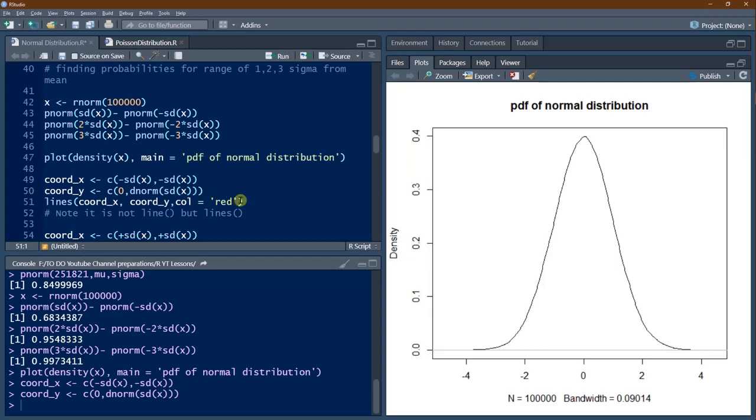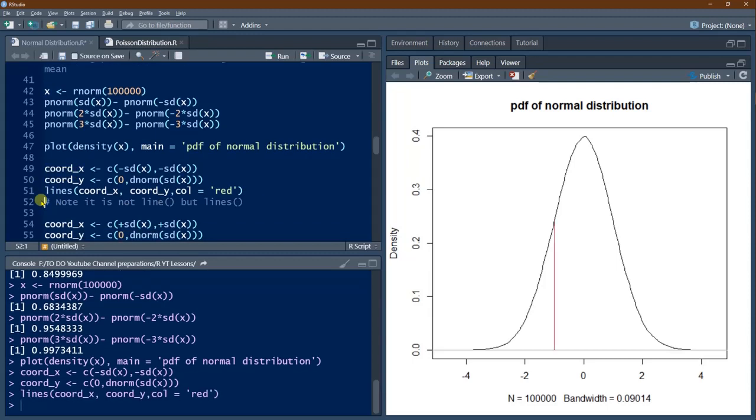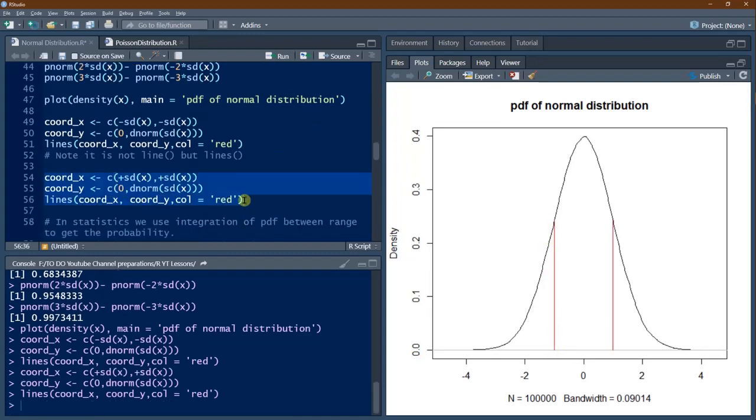Now let us make the lines. You should not use line, line is another function. You have to use the lines function. Give x coordinates and y coordinates, and then the color can be red. So let us execute this line also. So we have got the line here. Similarly, I will draw the line on the other side. Now this is the area encompassed between these two ordinates and the curve. This area is the area of the 68% we have talked about, the 68.34%.